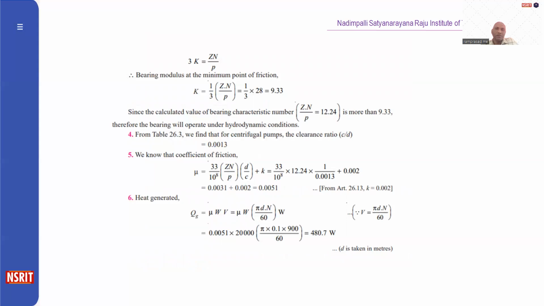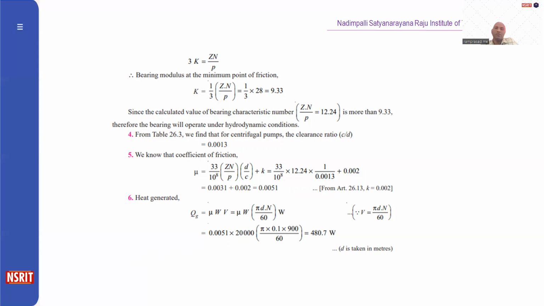Okay. Now you see from the table, C by D is equal to 0.0013. The coefficient of friction mu is equal to 33 by 10 power 8 into Zn by P into D by C plus K. You are getting 33 by 10 power 8 into 12.24 into 0.1 by 0.0013 plus 0.002.